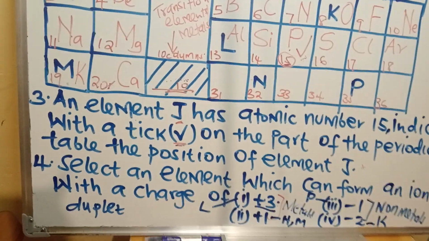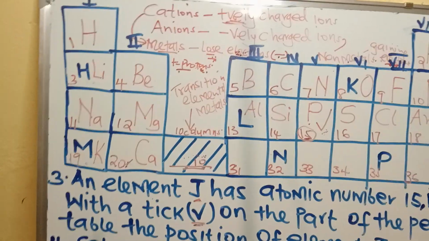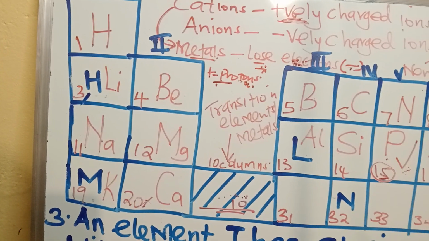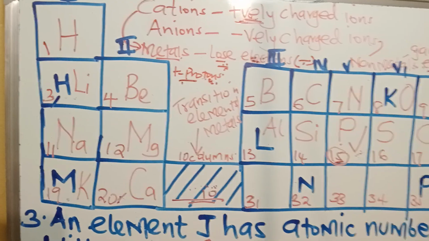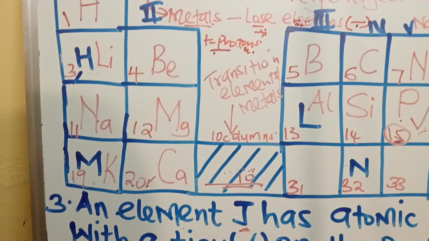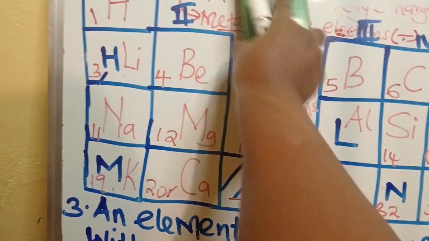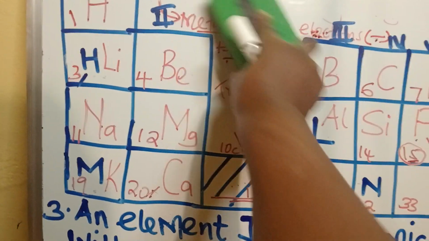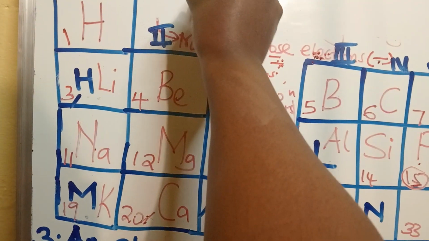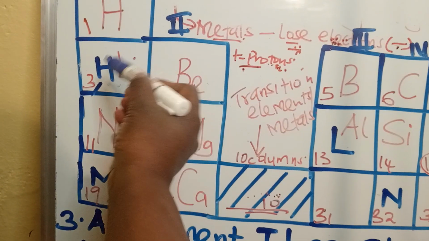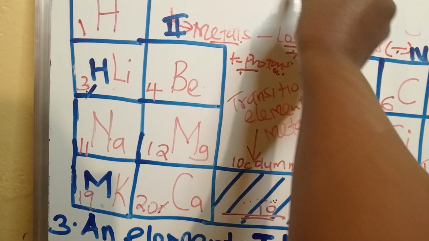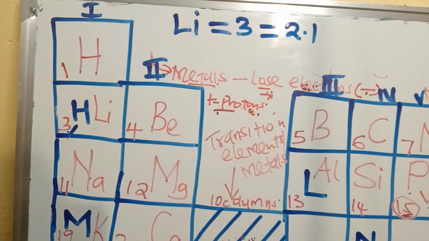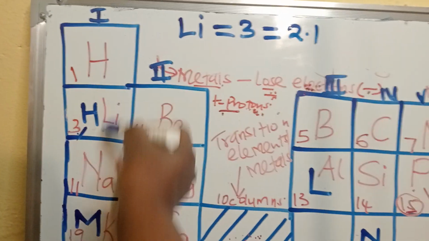And a good example is lithium. Lithium is atomic number 3. Being a metal, it will lose 1 electron. Let me write here. I give you an example of lithium so that you understand better. Lithium is atomic number 3, so the electronic configuration for lithium is 2.1. Remember, lithium is in group 1.